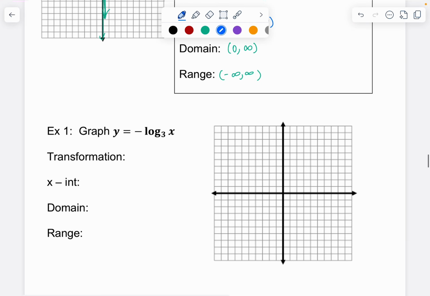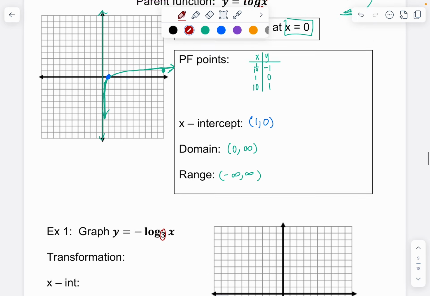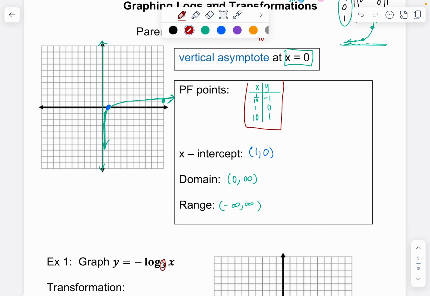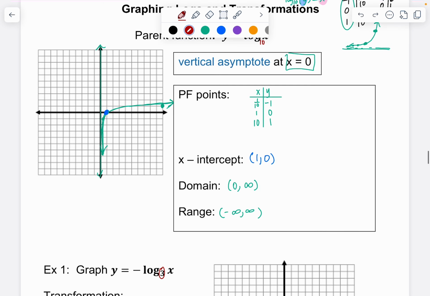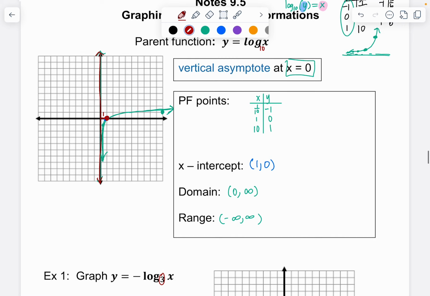Okay, and so now we are working with log base 3. So you could use this table of points and just transform the table each time, or there's actually a pattern to the points. And so you're always going to want to graph the vertical asymptote first. And then your first significant point is the x-intercept, and it's always going to be 1 away. And then your next significant point is going to be the base away. And so in this case, it was 10.